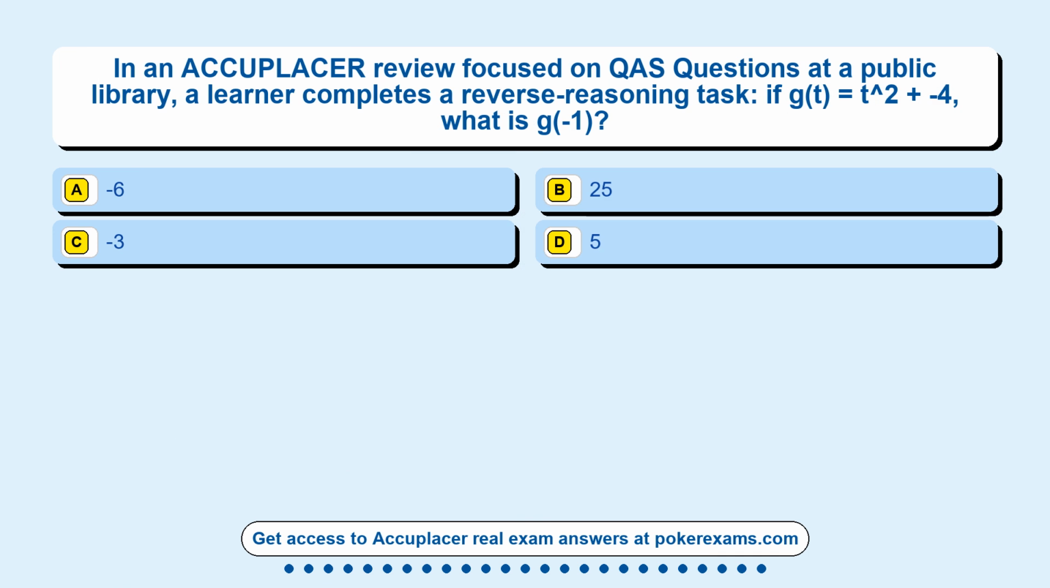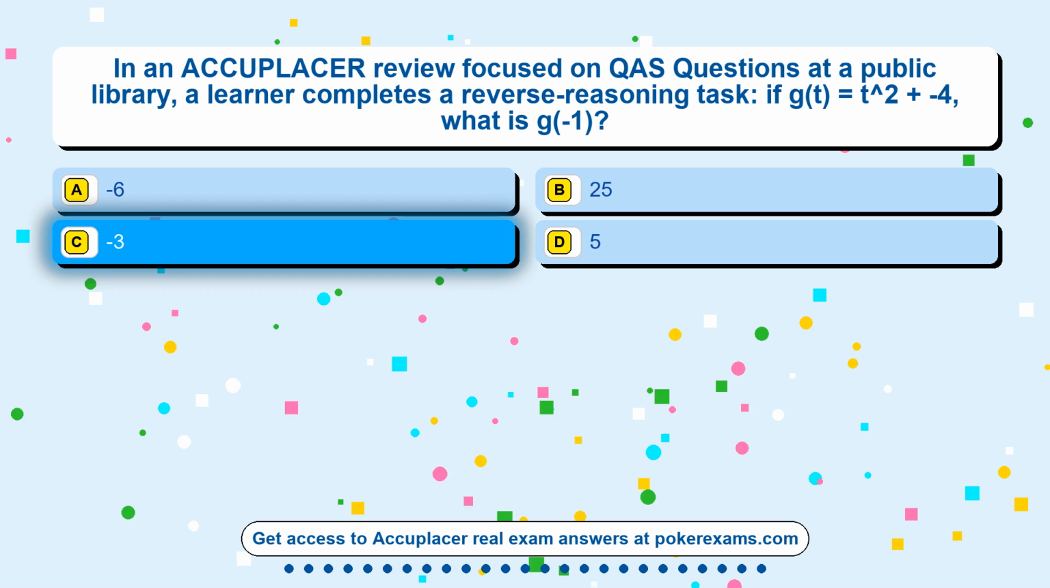Question 11. In an ACCUPLACER review focused on QAS questions at a public library, a learner completes a reverse-reasoning task. If g(t) equals t^2 plus -4, what is g(-1)? Option A, -6. Option B, 25. Option C, -3. Option D, 5. The correct answer is option C, -3.